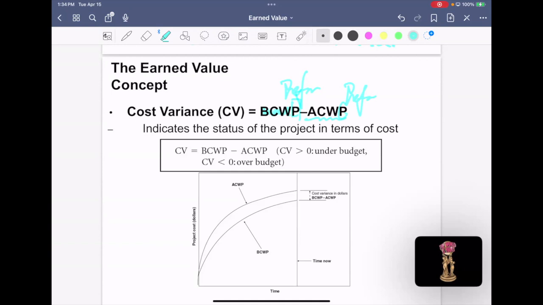By the same time, your estimated cost is BCWP, and your ACWP is what you actually spend. So this can be more or less than the BCWP. If CV is more than 0, that means you are under your budget because your actual spending is less than your estimate. But if CV is less than 0, that means you spend more than your budget, right?